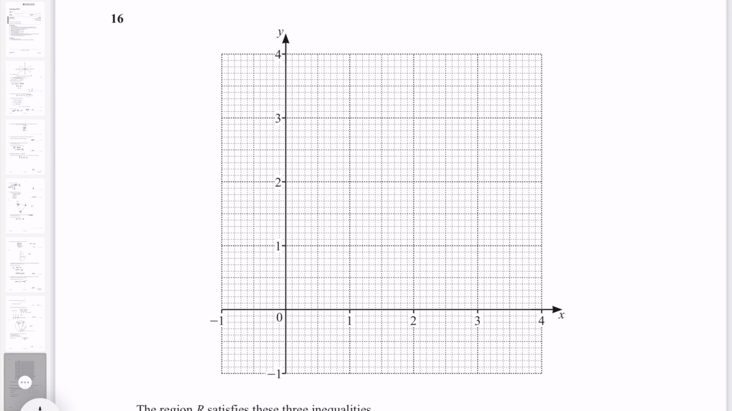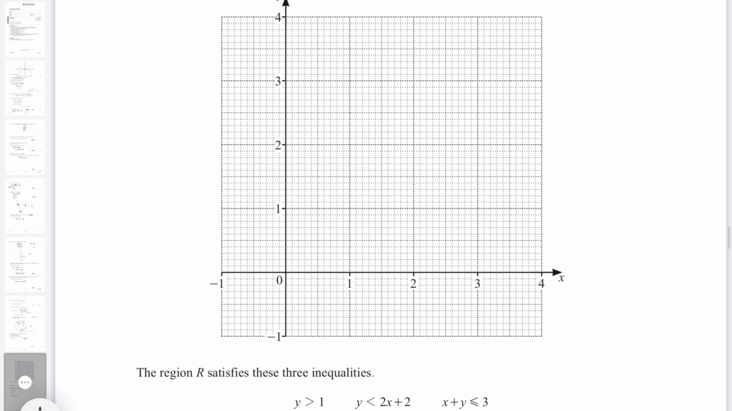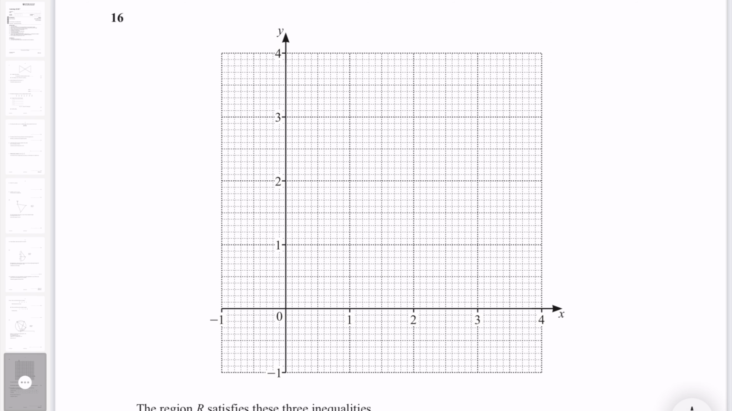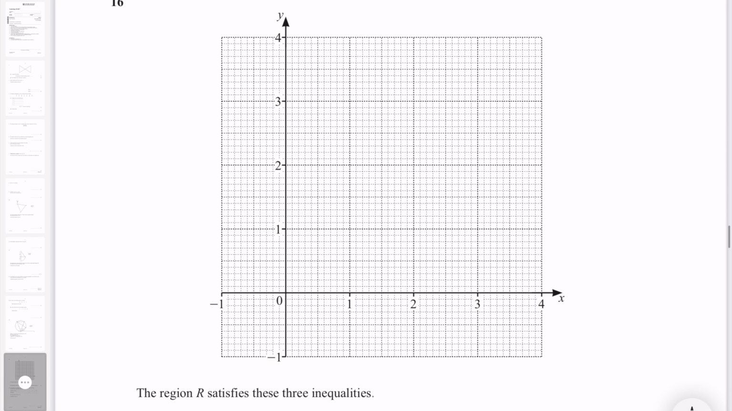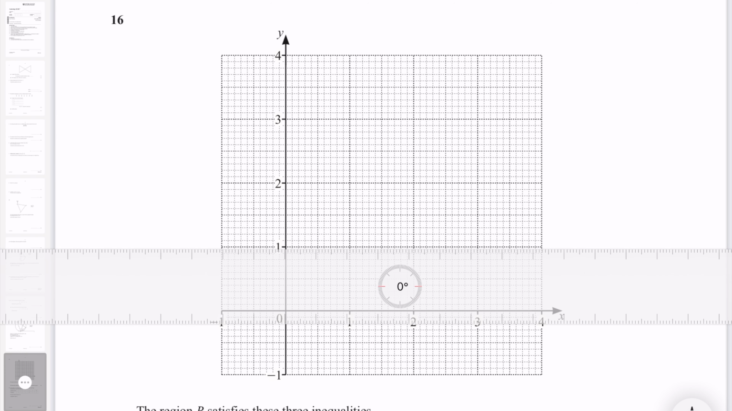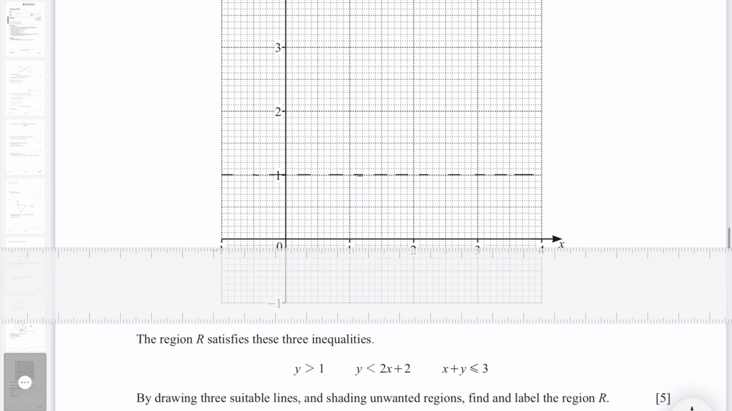The region R satisfies 3 inequalities. Y is bigger than 1. Okay, so we'll just have to put y more than 1. So let's draw y equals 1. That's 0 degrees. I'm putting it at 1. So we want it larger than this place. So gotta be careful with the dotted line. You gotta make sure it's dotted.